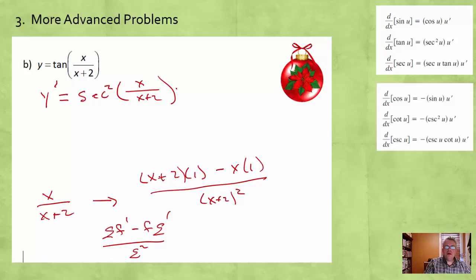All right, we have an x, a 2 minus x. I think we just have 2 left over x plus 2 squared. And that's what we got to put here. So we were doing secant squared of x over x plus 2 times its derivative, which now we know is this. Done.